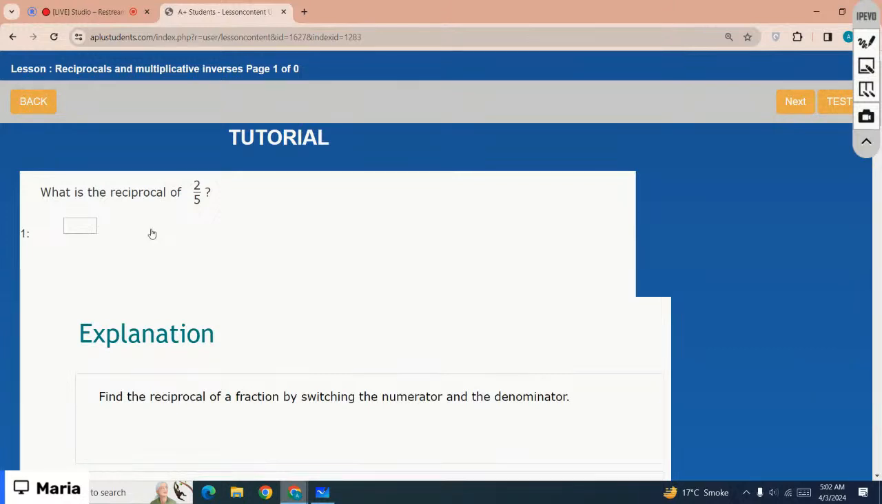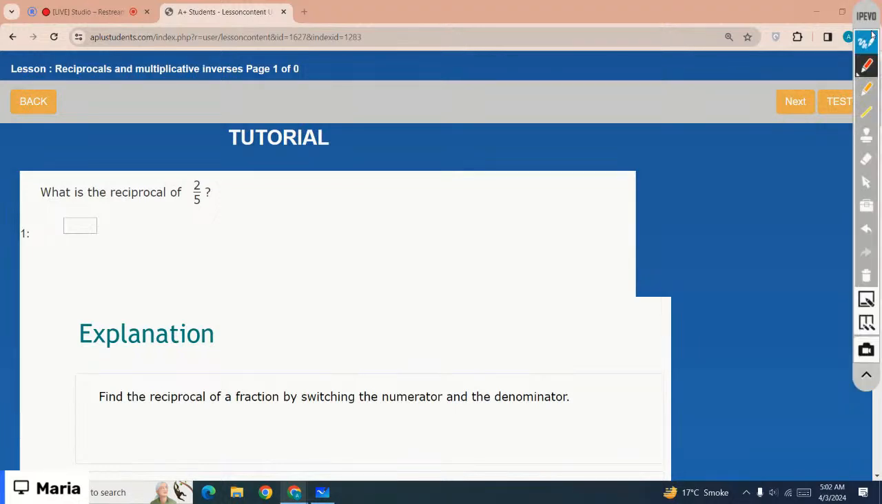Whenever we need to find a reciprocal of a fraction, we simply switch the numerator and denominator, right? So the reciprocal of 2 by 5 is 5 over 2. You have to switch the numerator and denominator whenever you need to find the reciprocal of a fraction.